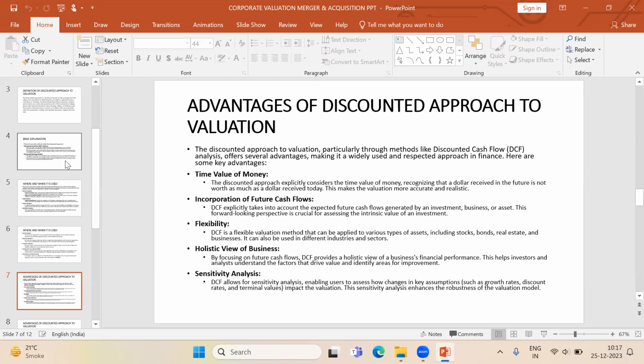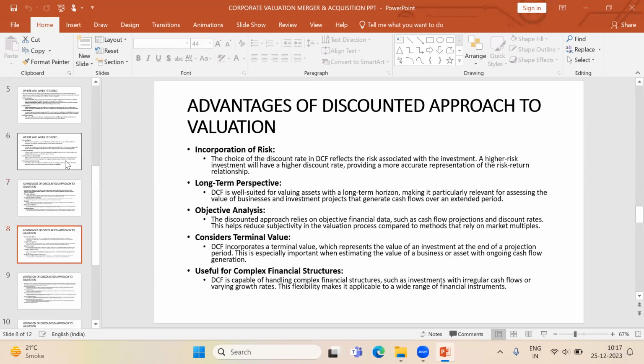Sensitivity analysis. DCF allows for sensitivity analysis, enabling users to assess how changes in key assumptions such as growth rates, discount rates, and terminal values impact the valuation. The sensitivity analysis enhances the robustness of the valuation model. Incorporation of risk. The choice of discount rate in a DCF reflects the risk associated with the investment. A higher risk investment will have a higher discount rate, providing a more accurate representation of the risk-return relationship.